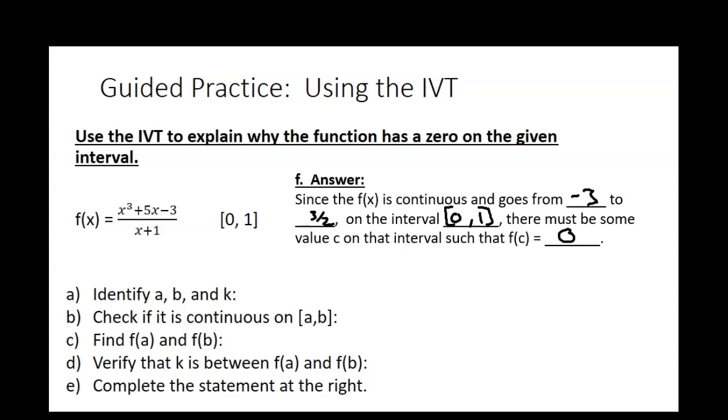Since my function is continuous, and it's going from this y value to this y value, there must be some point along the way where I could plug in an x value and it'll give me that y value. That's all this is saying. Since f of x is continuous and goes from -3 to 3/2 on the interval from 0 to 1, there has to be some c value, that's an x value, such that when you plug it in, you get that y value. So make it make sense, and then you don't have to memorize it, okay? You have to state what the y values are, what the interval is, and what point has to exist.